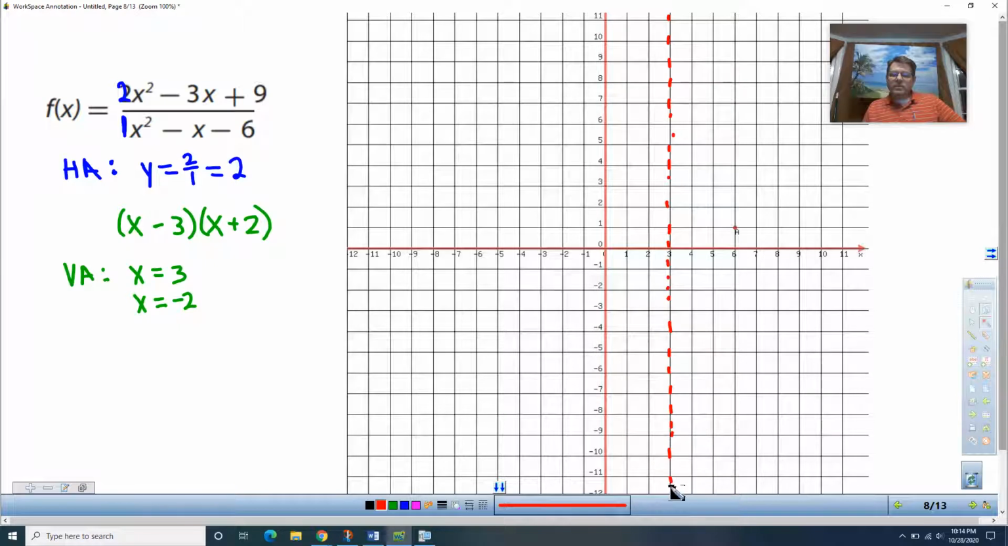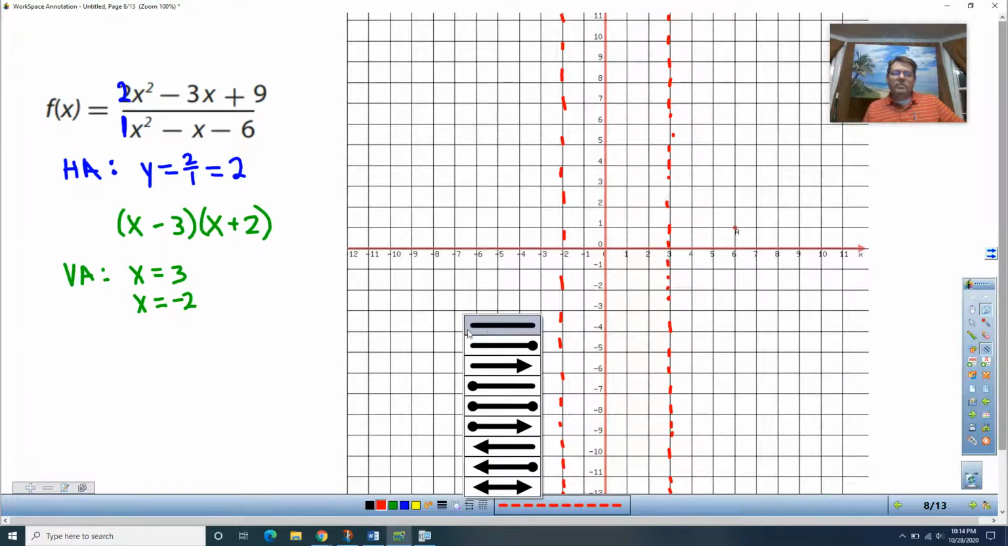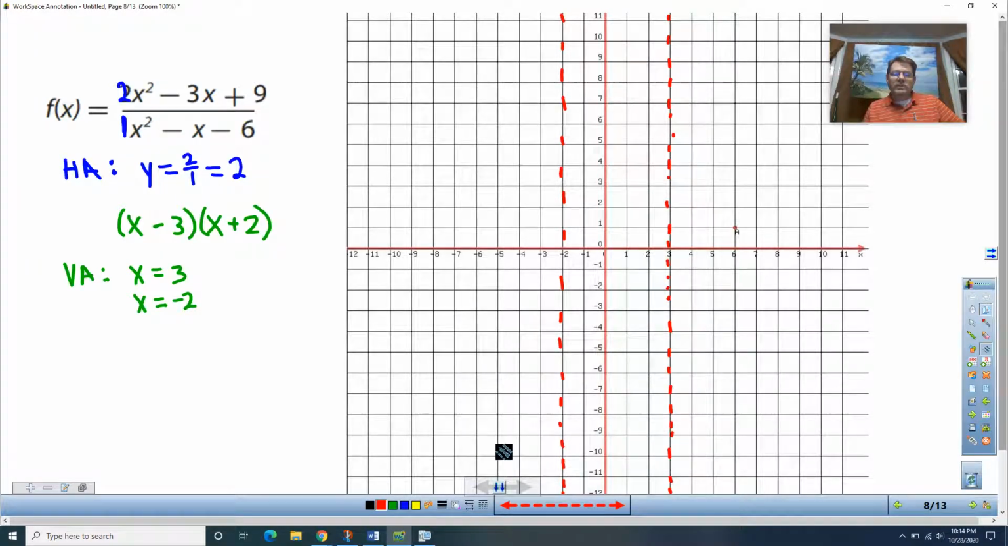I could use my line tool, but this is kind of how you're probably going to see it anyway. So -2, here we go. And then the horizontal is going to be y equals 2. I'll tell you what, I'm going to impress you and use my little fancy drawing tool. Put my arrows on the ends of it and everything.